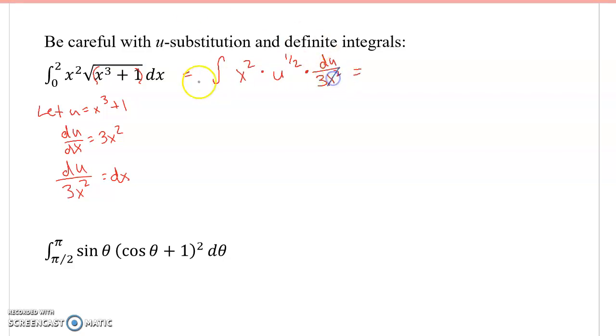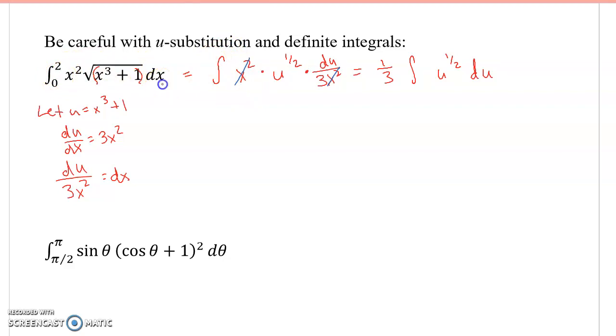So the x squareds are in fact going to go away. So we can actually write this as 1/3 the integral of u to the 1/2 du. Now, I was very careful not to write the 0 and the 2 there. Why don't I just write a 0 and a 2? Well, because remember what this is.